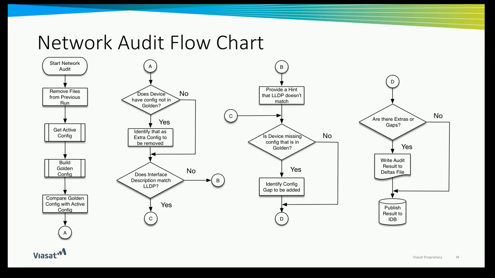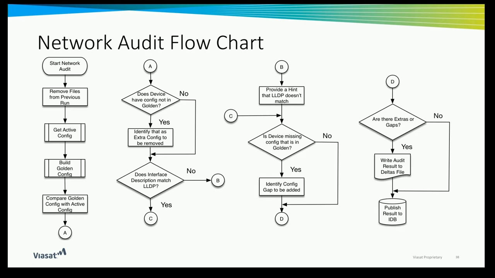So just in terms of a flow chart, real simple. When the network audit tool runs, it first removes any artifacts from any previous run. It'll get the active config from the device. It'll build golden config. It'll do that intelligent comparison between the two. If the device has configuration that's not in golden, we call that extra config that should be removed from the device, and we identify that with either a no statement or a delete statement, whatever the case may be.